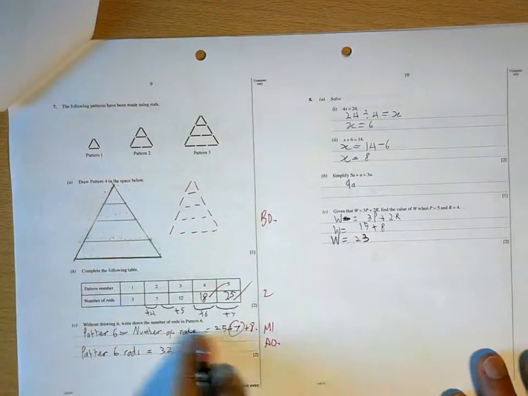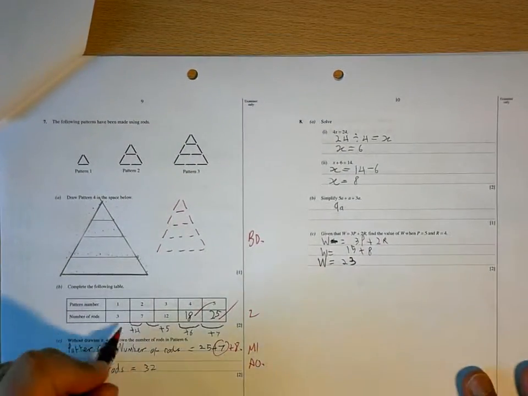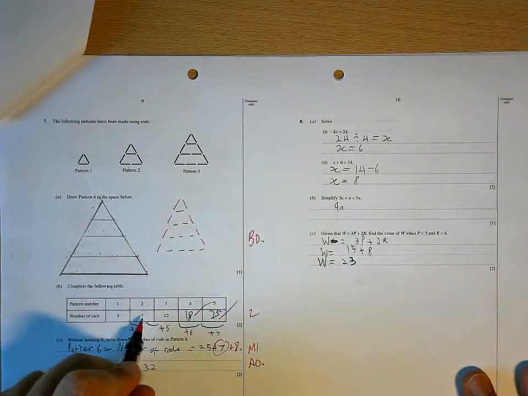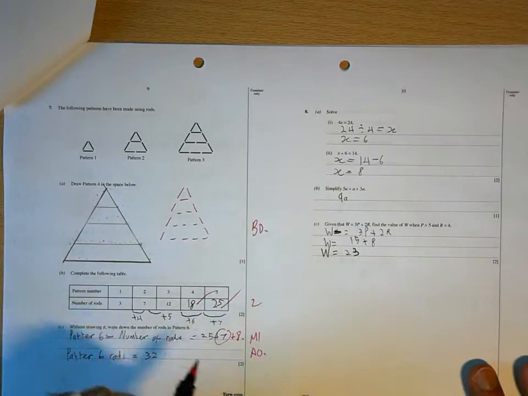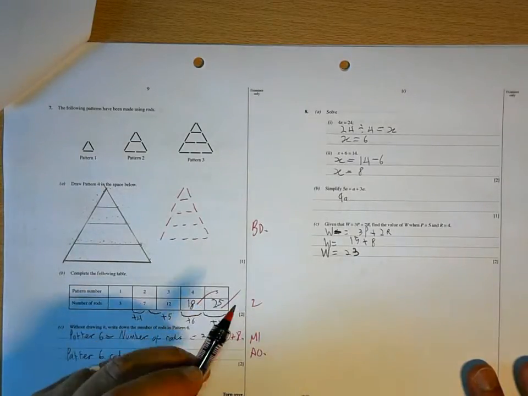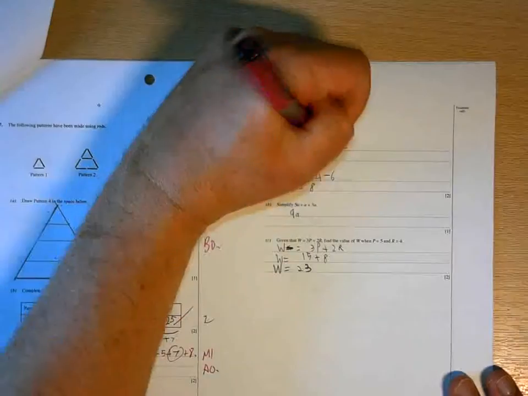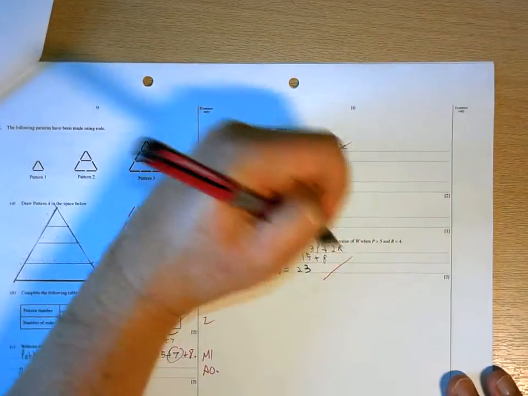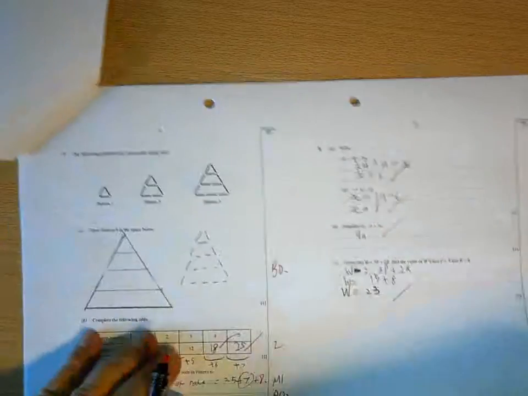So your method, you're trying to do the right thing, you're looking at the adding on, but you're adding the wrong number on. 3 to 7 is add 4, 7 to 12 add 5, 12 to 18 add 6, 18 to 25 add 7, 25 to 33 add 8. Good, good, good, good, well done. 8 for the page.